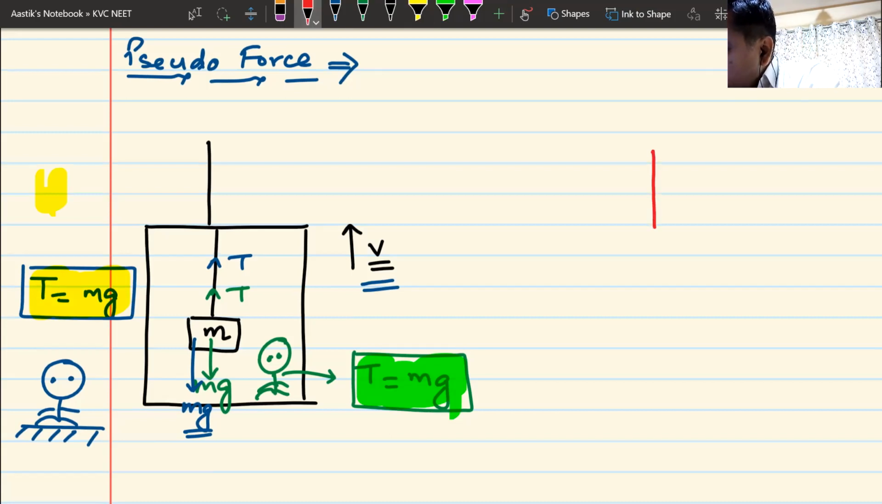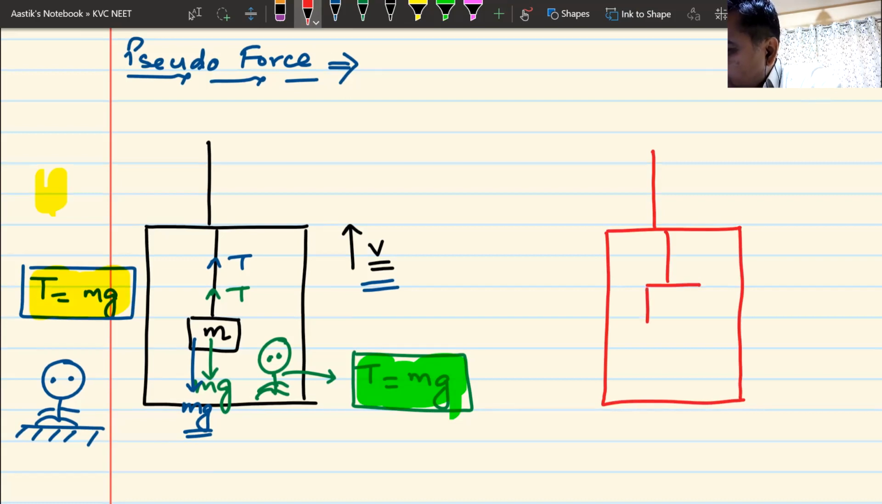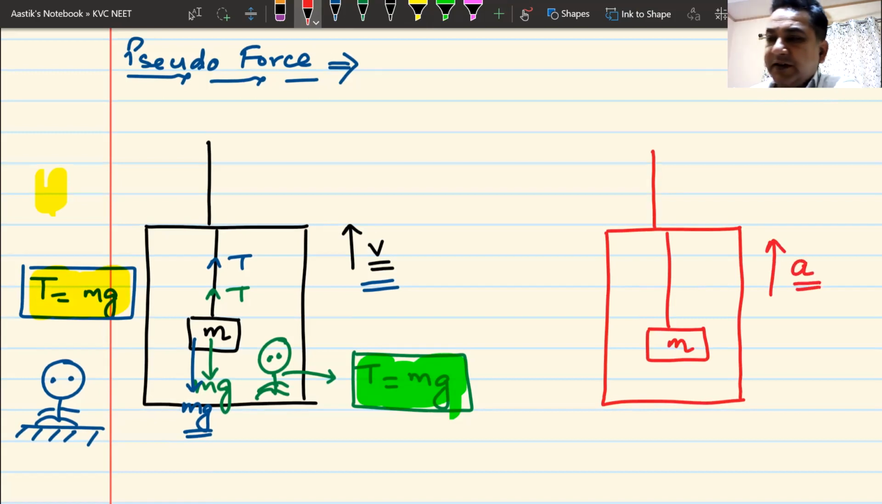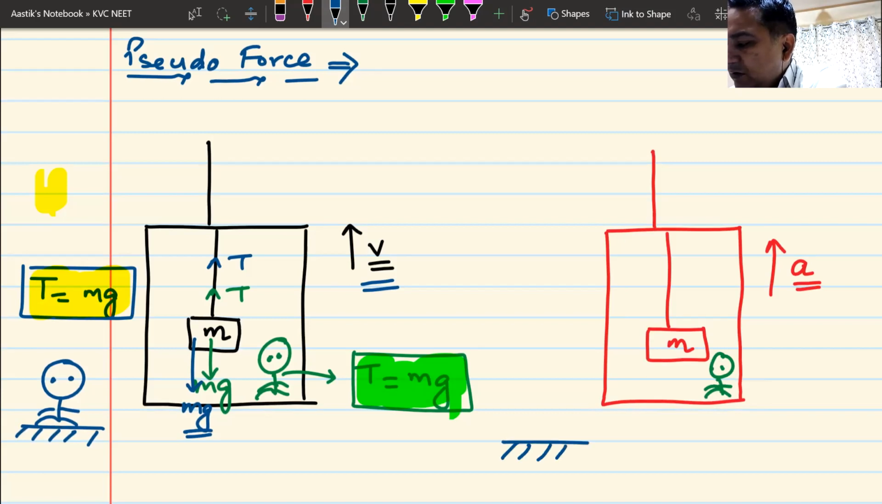Let us now take the case of this red lift, a similar lift having a block of mass m hung from the ceiling. The only difference is, this lift is moving up with an acceleration a. Now this Green Hulk is in the lift. This Blue Hulk is on the ground. Remember, ground is an inertial reference frame.